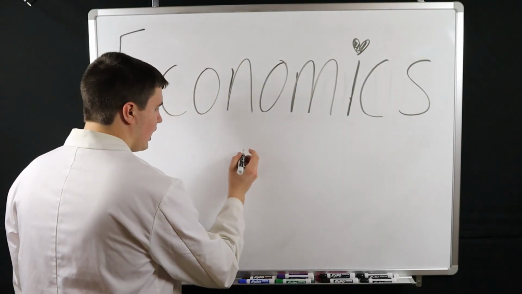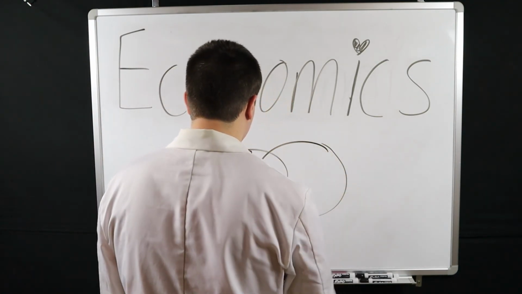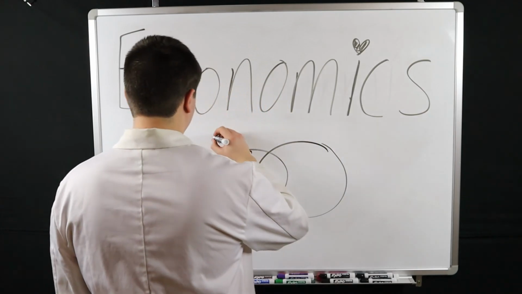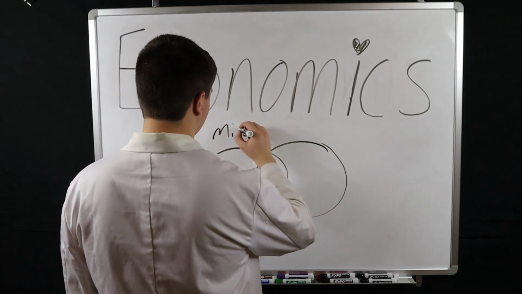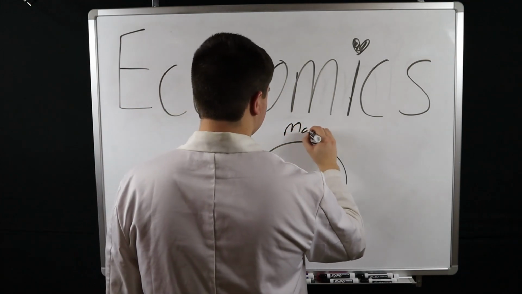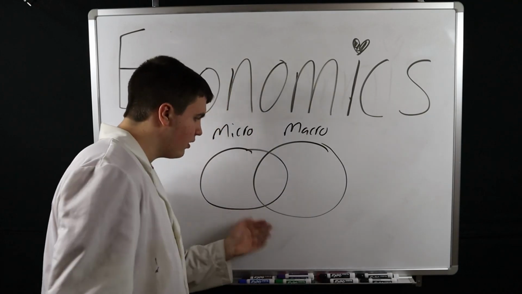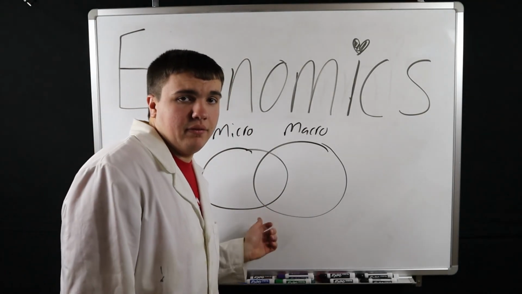Okay, there are two sections of economics. I'm going to draw a Venn diagram. Here, I literally have not drawn a Venn diagram since sometime in high school, alright? Micro and macro. Alrighty. Hope that doesn't look too provocative.